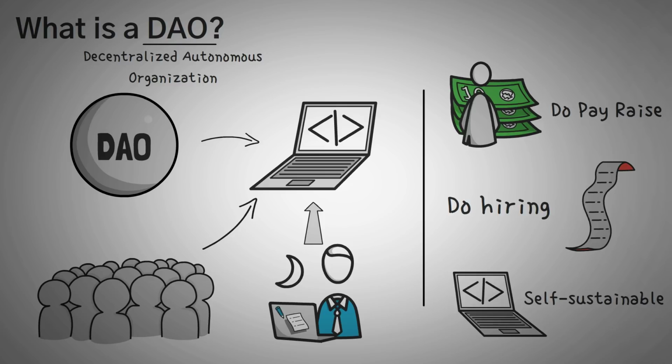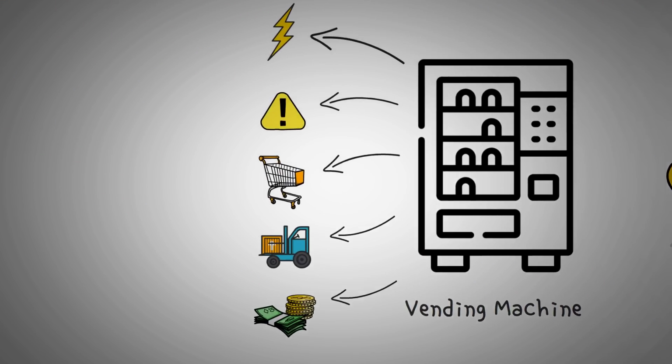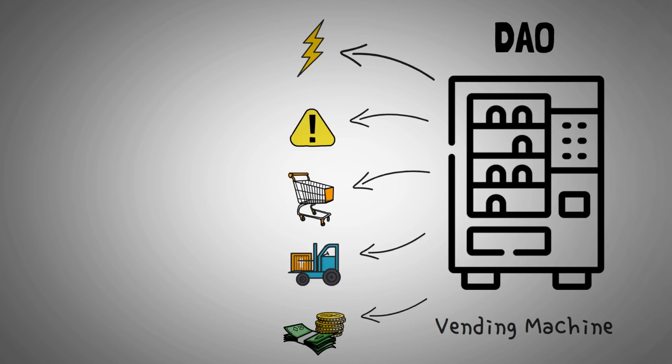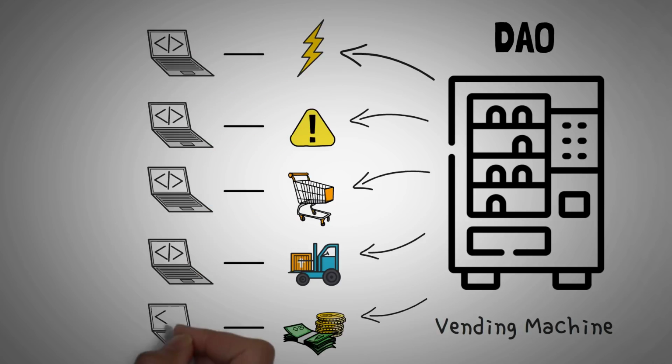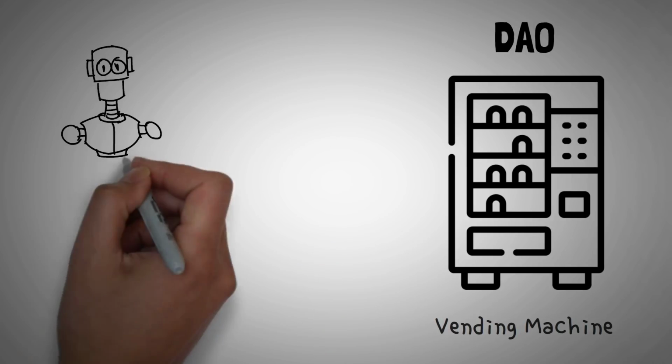Now, we've found that this channel seems to teach best by examples, so let me expand upon the vending machine example that we used during the intro. If a vending machine was a DAO, then every part of the process where a human was needed would simply be replaced with code, or at least code version of humans.